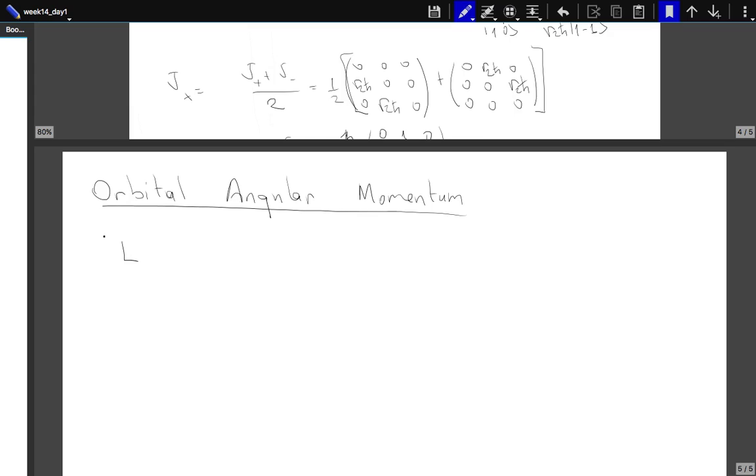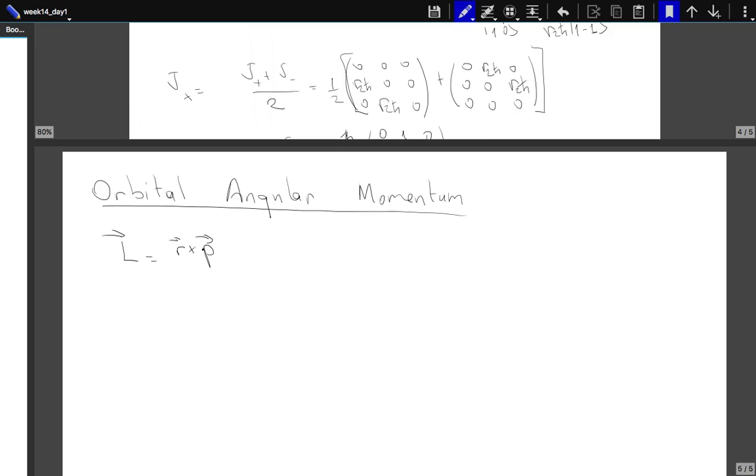Well, classically, we already know what the orbital angular momentum is. L is equal to R cross P. This is also what we use in quantum mechanics, of course, promoting R and P to operators.